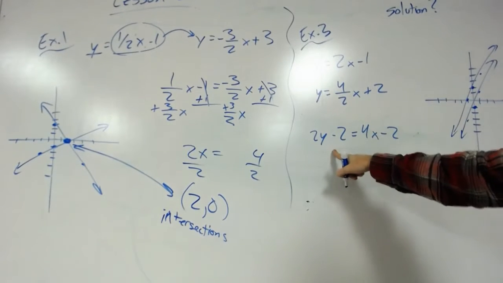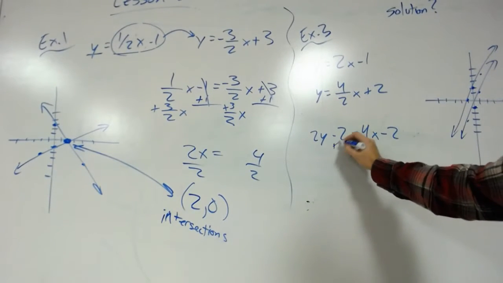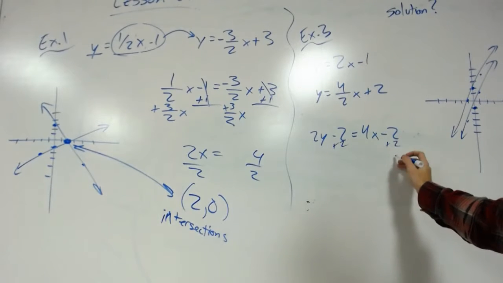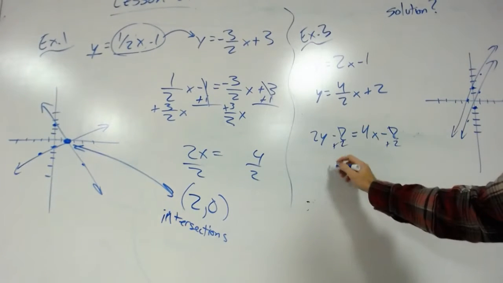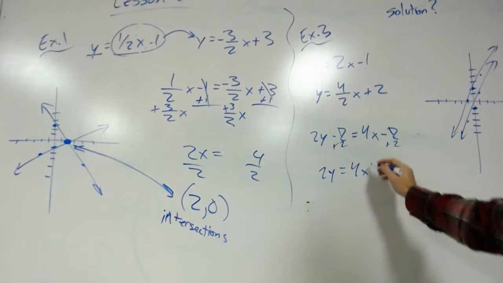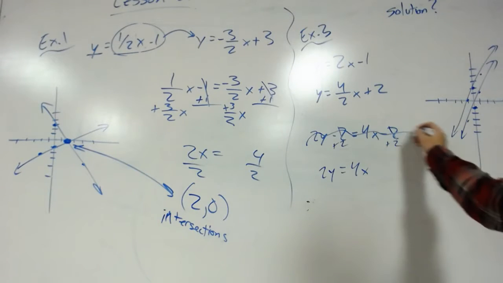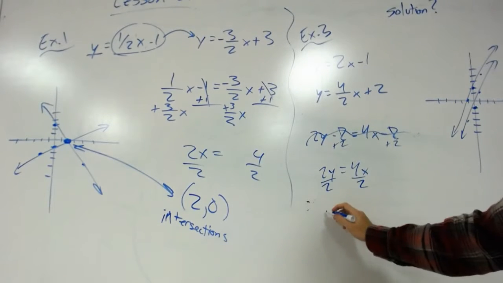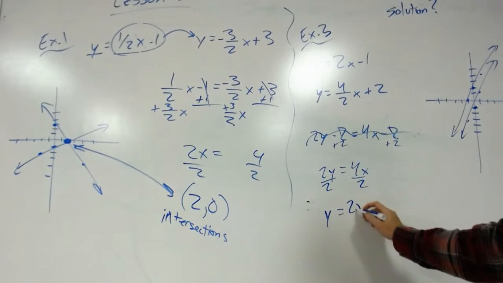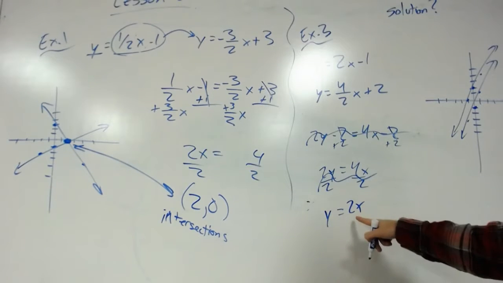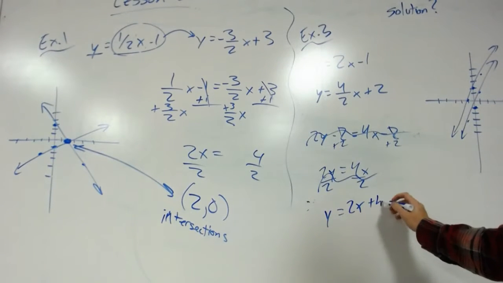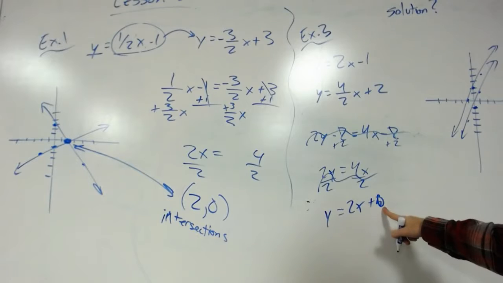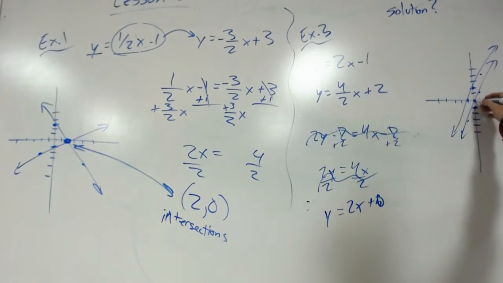If I solve for this one, I would add 2, and that would give me 0. So now we'd be at 2y equals 4x. To get y by itself, divide by 2. So y equals 2x. What that means is, if there's no b, that's like saying plus 0. So we start at the origin, and then go up 2 over 1, to the left 2, or down 2 to the left 1.